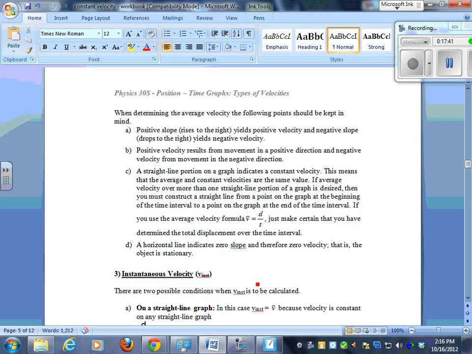Positive slope rises to the right and yields positive velocity. Negative slope drops to the right and is negative velocity, which means you're moving which way? Left, or backwards. Positive velocity results from moving in the positive direction to the right.